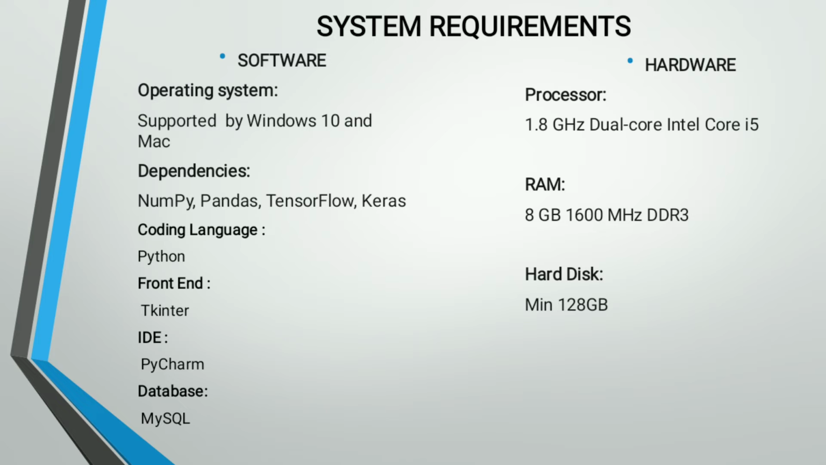System requirements. Two types of requirements we have, that is software and hardware. Coming to the software requirements, we need an operating system of Windows 10 or Mac. The dependencies are NumPy, Pandas, TensorFlow, Keras. The coding language we used is Python. The front end is Tkinter and the IDE is PyCharm. The database we used is MySQL. Coming to the hardware requirements, we required a processor of 1.8 gigahertz dual core Intel Core 5th generation, RAM of 8 GB, 1600 megahertz, and a hard disk of minimum 128 GB.